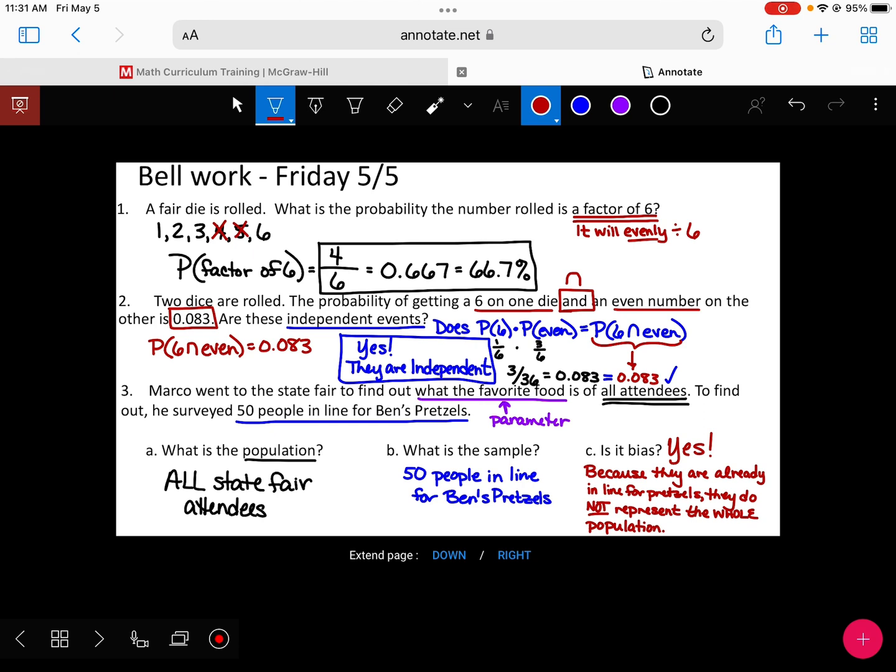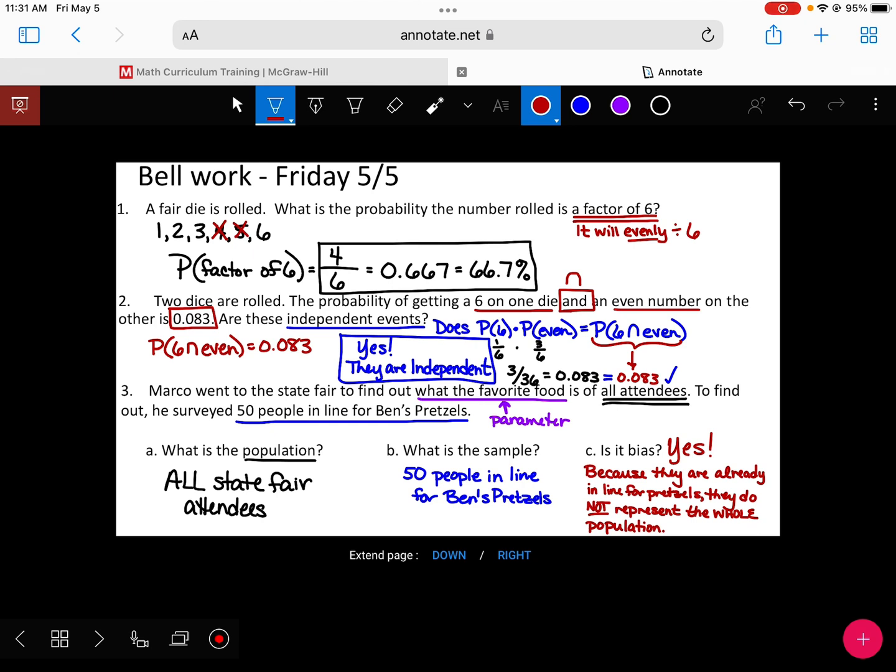Have a couple of people go to collect the data and go to every single food line and get a couple people in each of those lines. Those are all much better ways of sampling than just going to one food line. Absolutely. All right. In your notes packet, we're going to be on page 16.